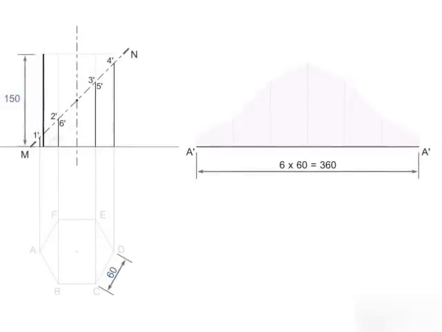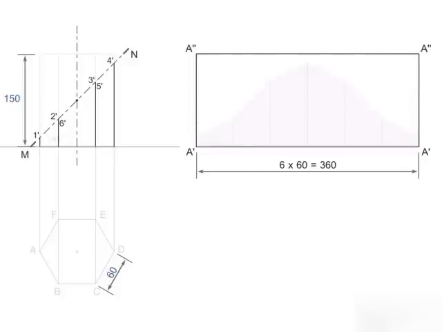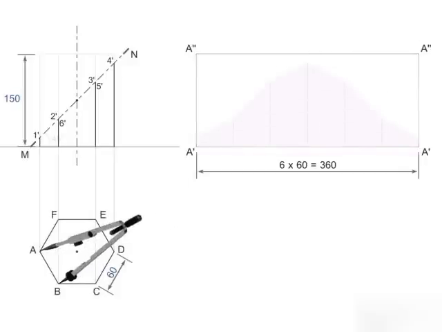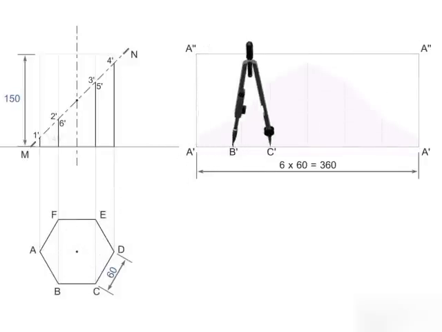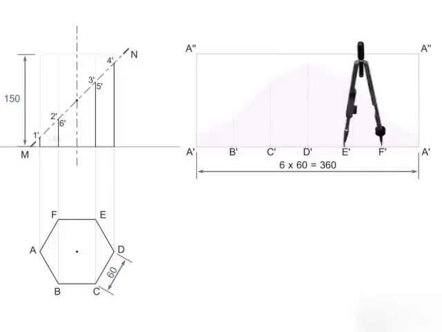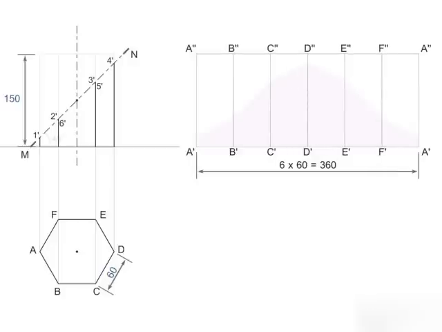Next, draw line A', of length equal to prism's height, that is 150 mm, and complete the rectangle. After that, vertical points are marked at 60 mm apart and vertical lines are drawn to cut A'. These projected rectangular planes are the vertical sides of the given prism.